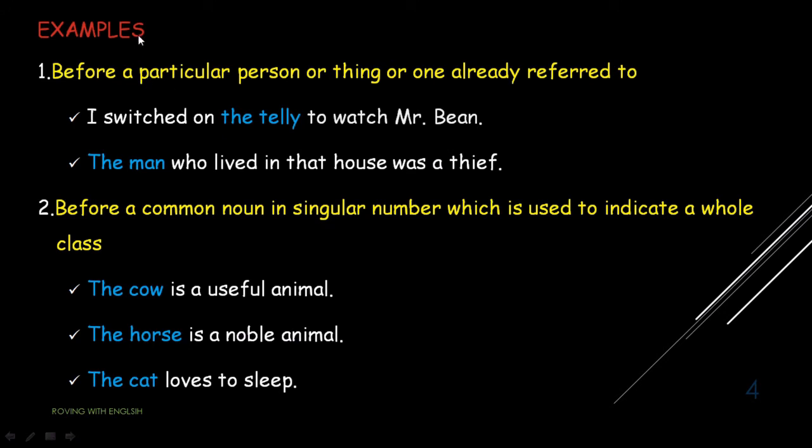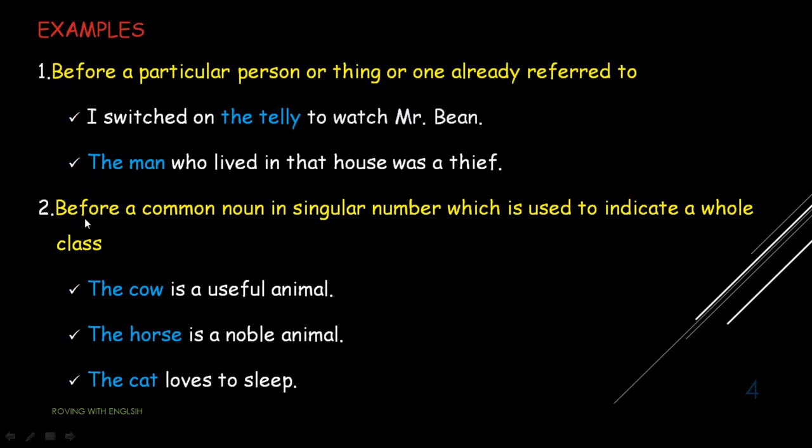So let us take a look at the examples. But before that, there are certain points to be kept in mind. The is used before a particular person or thing or one already referred to. That is, when it is clear from the context which one we mean. Like, I switched on the telly to watch Mr. Bean. I switched on the telly, my telly, which telly? The telly. The man who lived in that house was a thief. Not just any man.